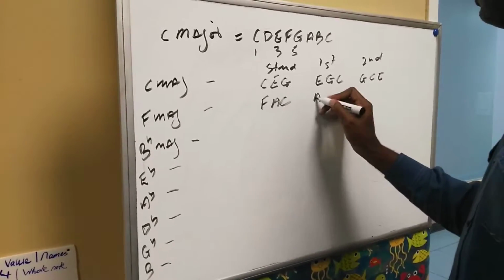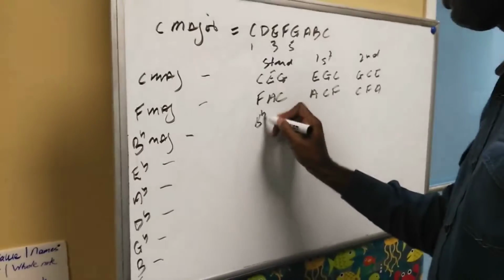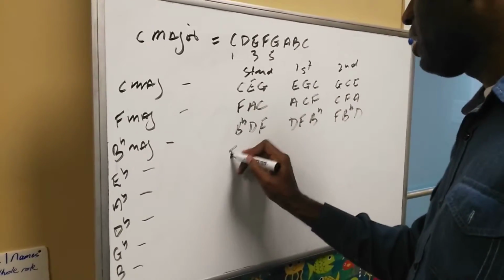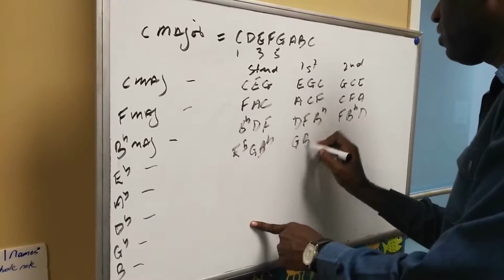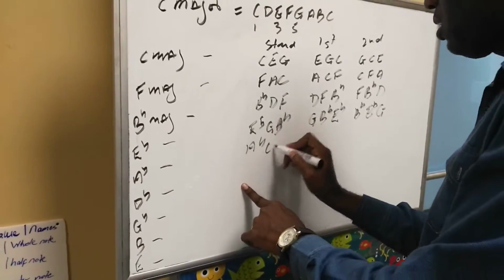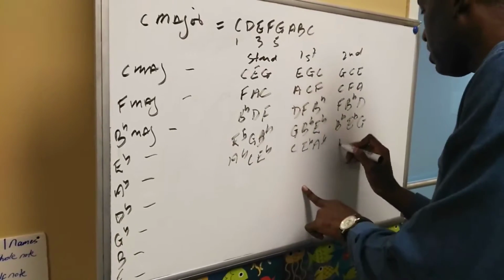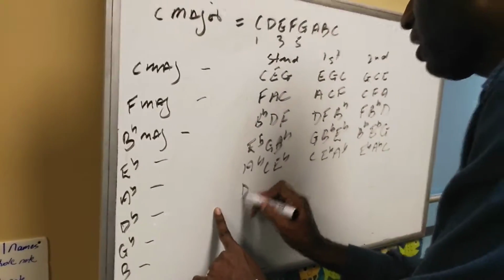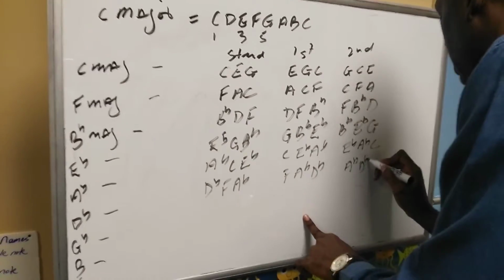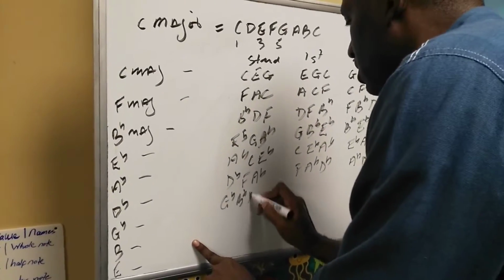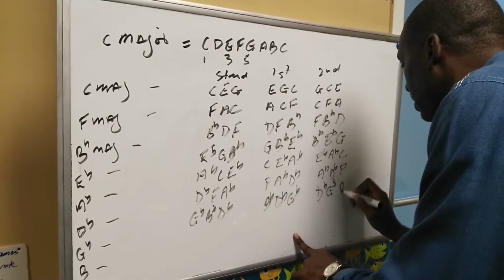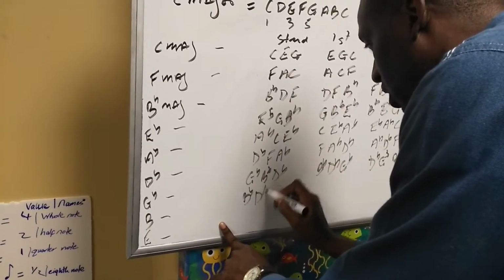F, A, C, A, C, F, C, F, A. B flat, D, F, D, F, B flat, F, B flat, D. E flat, G, B flat, G, B flat, E flat, B flat, E flat, G. A flat, C, E flat, C, E flat, A flat, E flat, A flat, C. D flat, F, A flat, F, A flat, D flat, A flat, D flat, F. G flat, B flat, D flat, B flat, D flat, G flat, D flat, G flat, B flat. B, D sharp, F sharp.